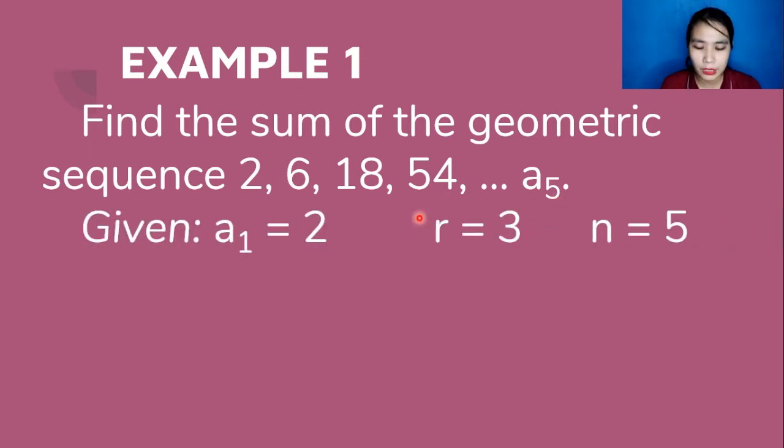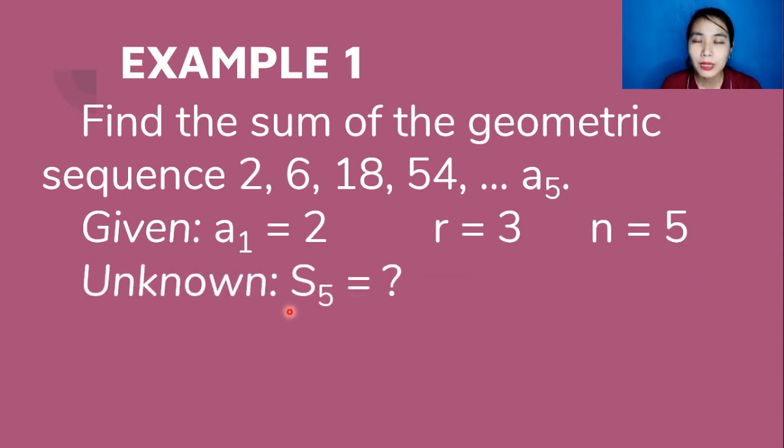So of course, in our given, our 2 will be the a sub 1, or first term. Our r is 3. That is obtained by dividing the second term by the first term. So 6 divided by 2 is equal to 3. And we have our n, which is equal to 5. What we need to find is the sum of the 5 terms.